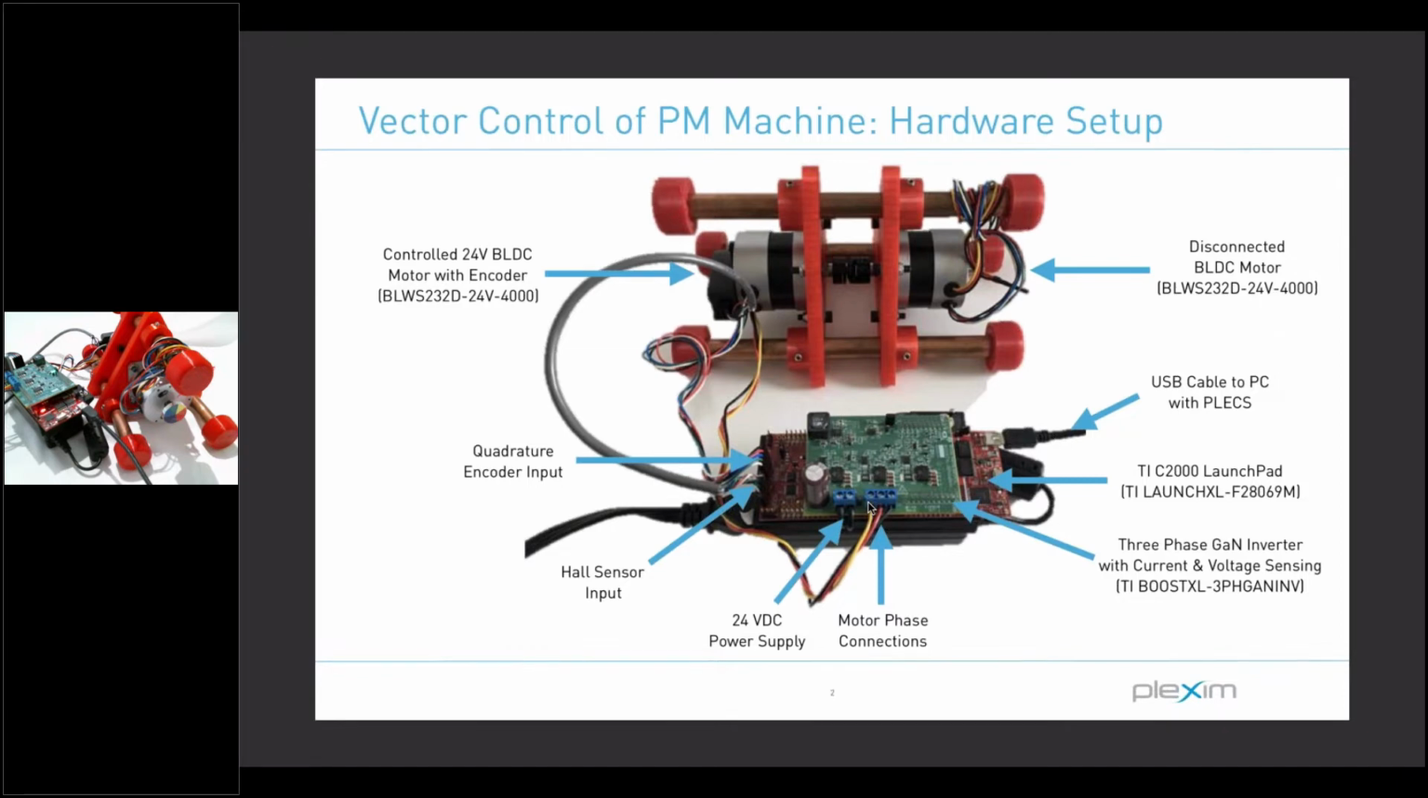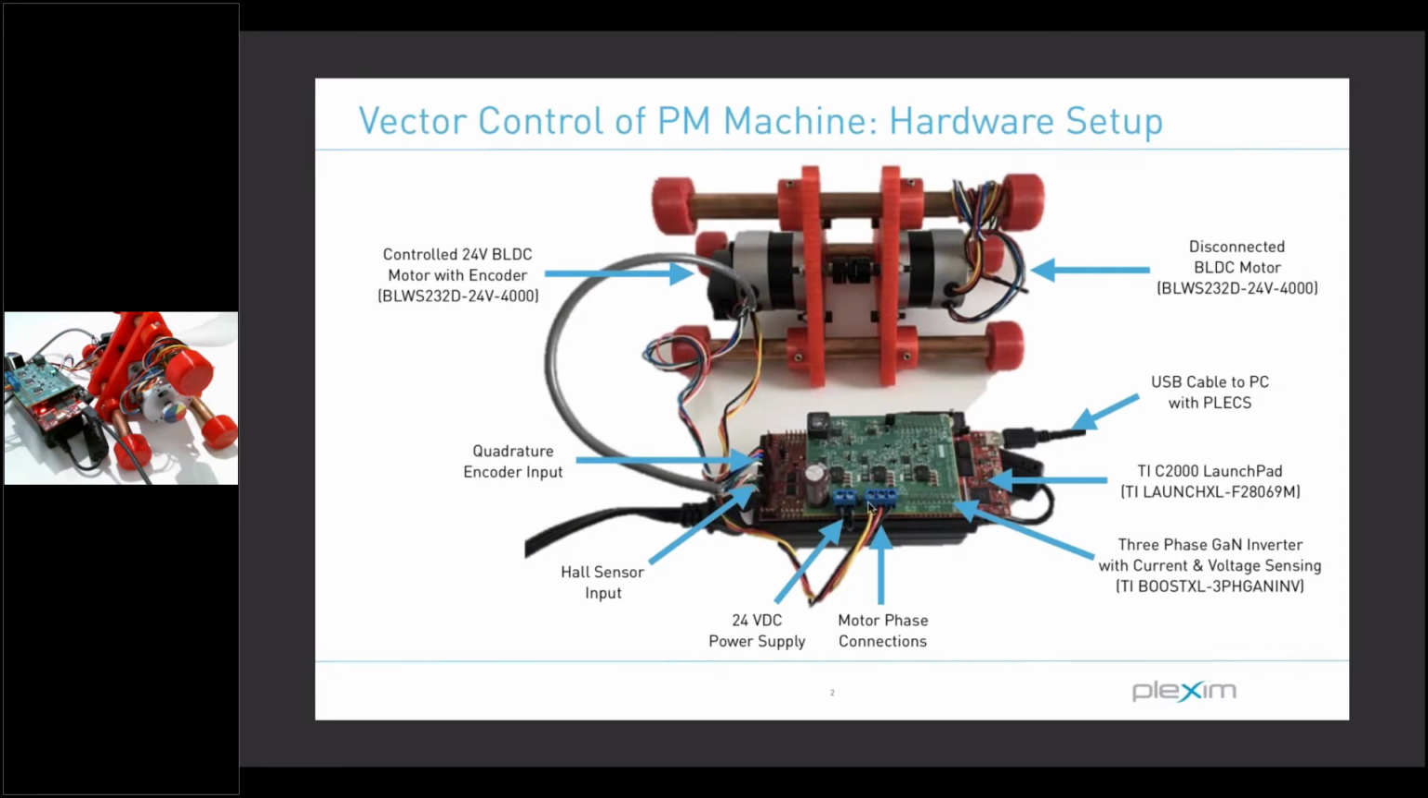So next is a three-phase GaN inverter made by TI, and that receives the PWM signals from our LaunchPad, and it also provides integrated voltage and current sensing. So the voltage and current sensing outputs from the inverter connect to the ADC pins of our LaunchPad. The inverter is connected to a 24-volt DC supply, as well as the motor phase connections.